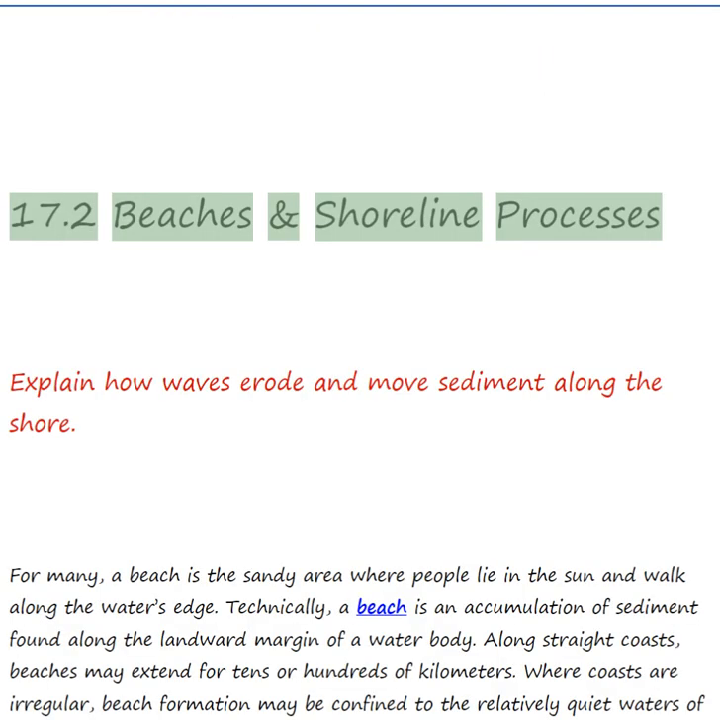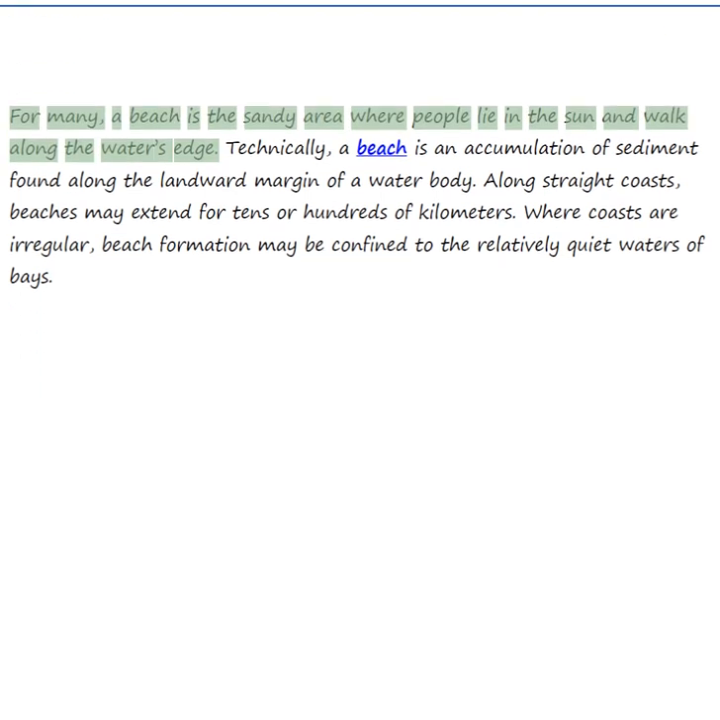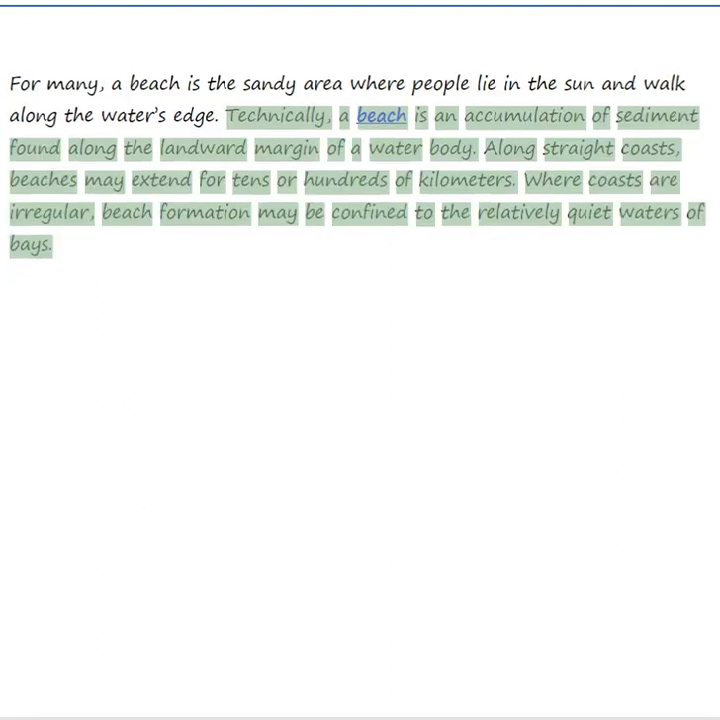17.2 Beaches and shoreline processes. Explain how waves erode and move sediment along the shore. For many, a beach is the sandy area where people lie in the sun and walk along the water's edge. Technically, a beach is an accumulation of sediment found along the landward margin of a water body. Along straight coasts, beaches may extend for tens or hundreds of kilometers. Where coasts are irregular, beach formation may be confined to the relatively quiet waters of bays.